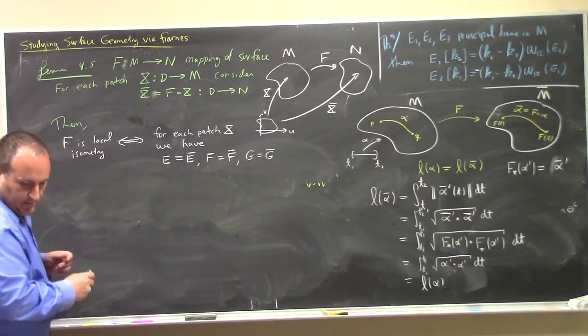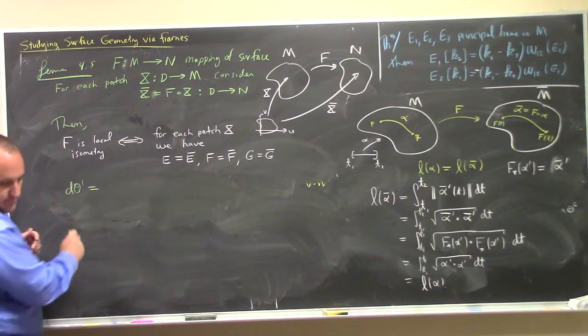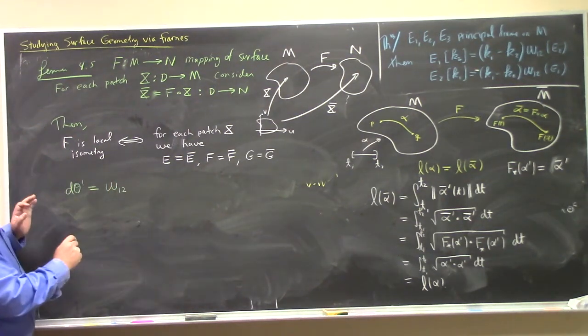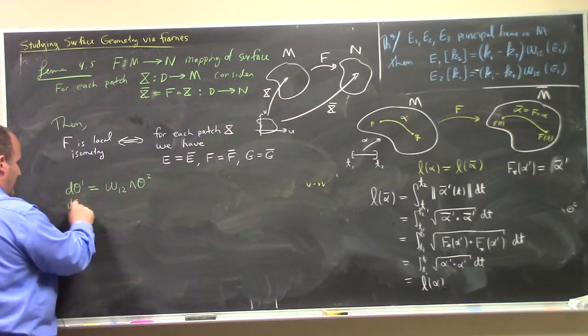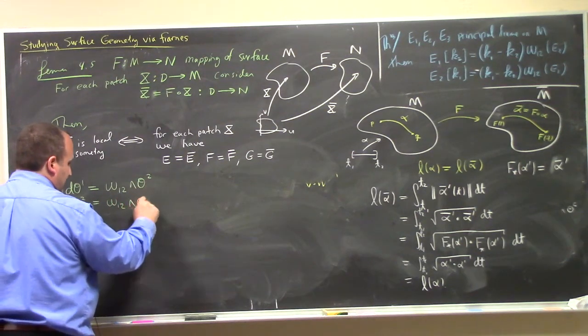Let me write it up here. So we already know that d theta 1 is... I suppose that it's the only one form which satisfies these equations. Maybe that's something that we haven't actually proven carefully, but it's awfully close to what we proved. I mean, maybe we did it. I don't know.